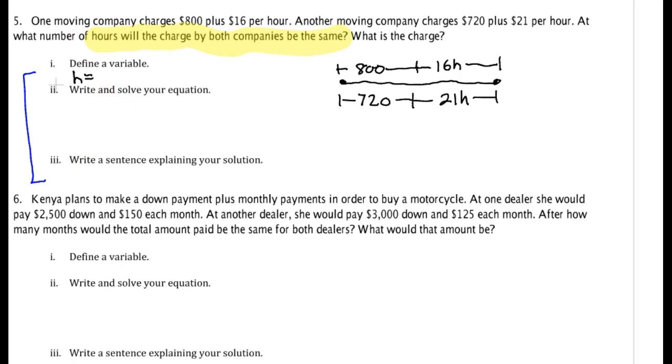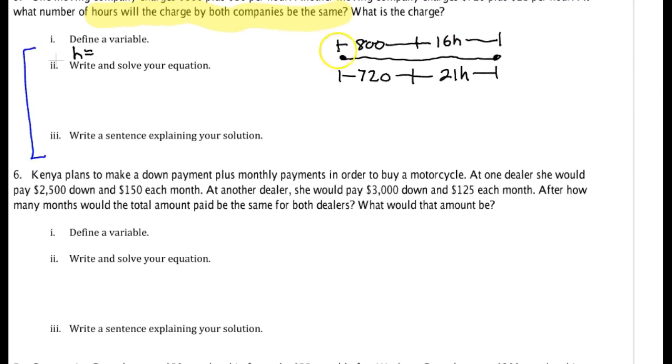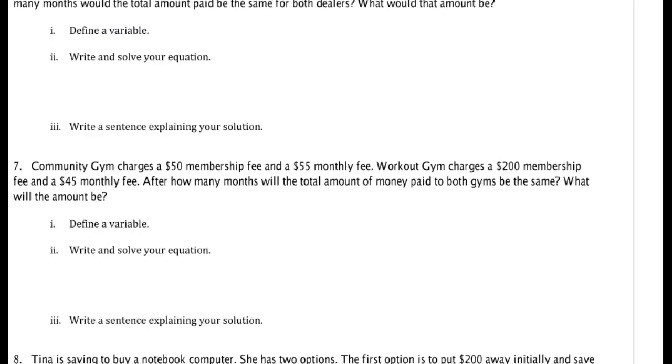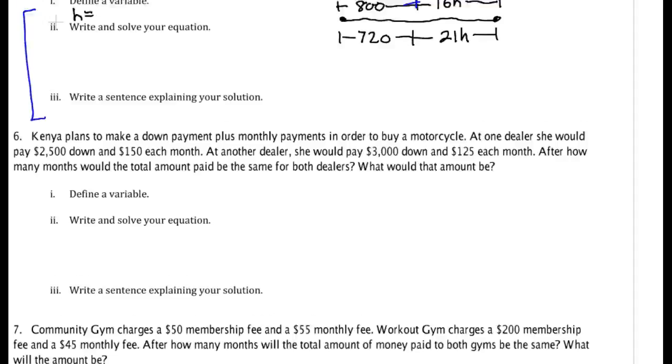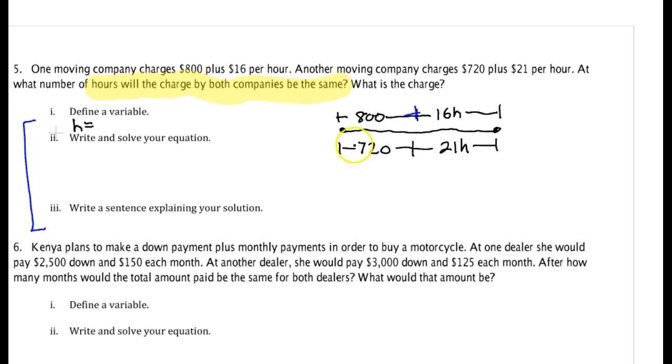All right, what's the equation here? If you need to, look at the other side. We had 28,000 plus 3,000y, and we had 36,000 and 2,000y. We came up with this equation. So can you come up with the equation in the same format? Sure. 800 plus 16h, and that should equal your 720 plus 21h. So very similar. I'll go through and solve this one, and I'll let you guys finish the last 3 that are very similar as well.